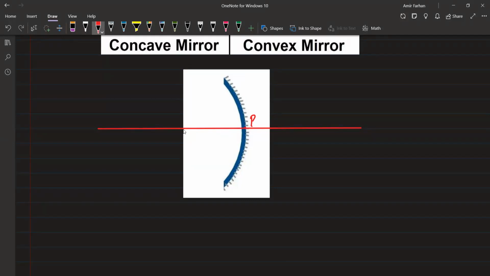And I'm assuming that this is F, and this is C. So basically, this F is the point from the pole. It's basically the intersection point of the rays which are coming parallel. So this will be the distance. This is called focal distance, focal length. Clear?